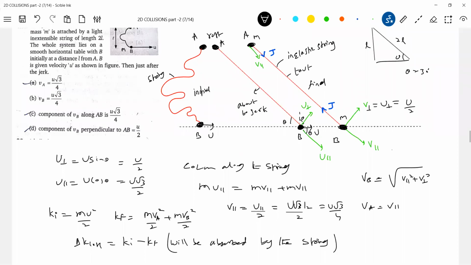Now different types of questions will be available. You have to be very careful. Sir, how did you say that both A and B will have the same velocity? They're connected by a common string. You see, it's an inextensible string. So the velocity of B along the string must be equal to the velocity of A, since the string is inextensible. Okay, sir. Inelastic, inextensible string.